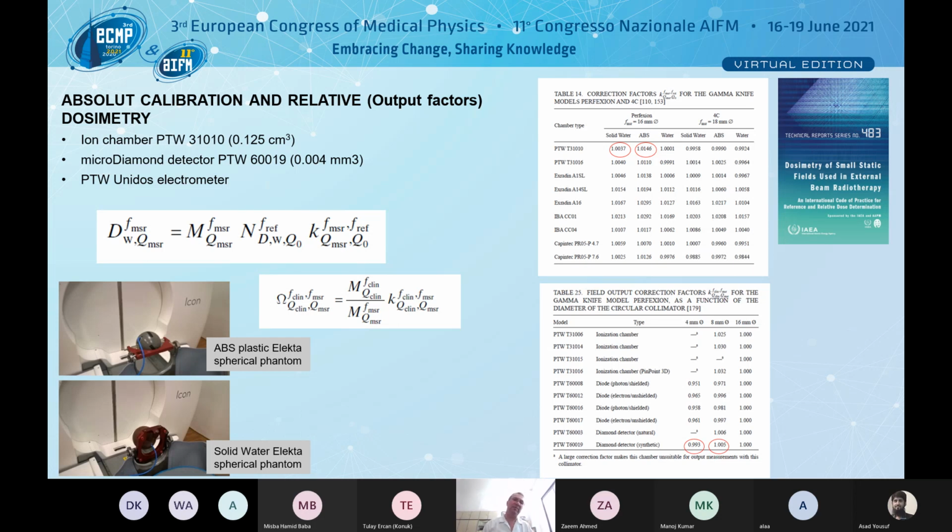You, who are gamma knife physicists, should be familiar with this ABS plastic spherical phantom. ABS, acrylonitrile butadiene styrene, is a plastic which is almost water equivalent, with very little error if you suppose it is the water.